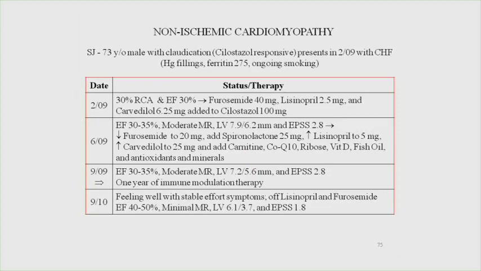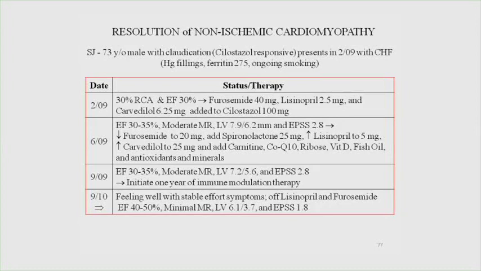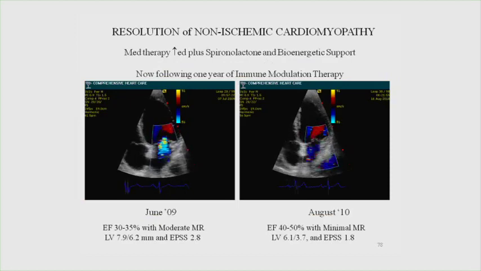And I saw him a few months later. He was feeling a little bit better, but his echo really wasn't any better. I hadn't made major headway in resolving his cardiomyopathy, so we began him on immune modulation, and he came back a year later. He's feeling pretty good. He took himself off lisinopril and his diuretic furosemide. We repeated his echo, and it's looking a heck of a lot better. The ejection fraction was 30 to 35% before; now the mitral insufficiency is minimal, and the ejection fraction is better.